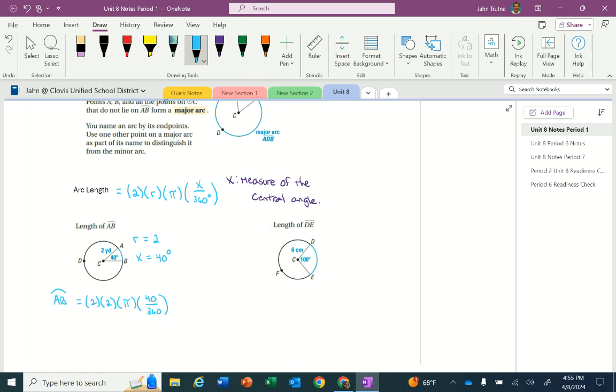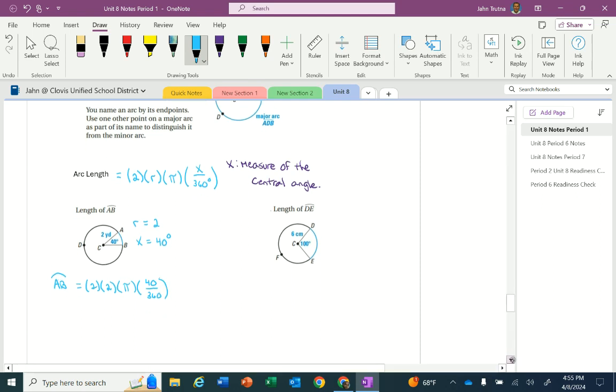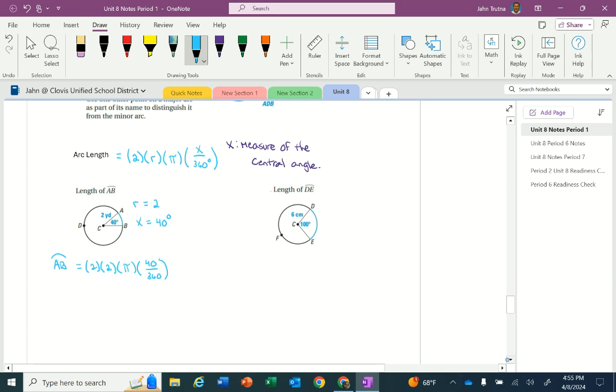Okay? And now what you're going to do is multiply these numbers out to get your length of arc AB. So 2 times 2 is 4. 4 times 40 is 160. I think of 2 as 2 over 1, both of the 2's as 2 over 1, and I multiply the numerators together, 2 and 2 and 40. That's 160. Then I multiply the denominators together, 1 and 1 and 360, which is 360.